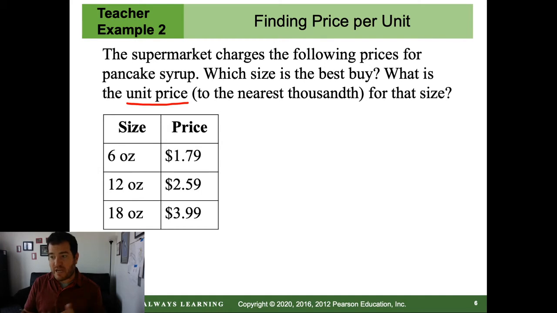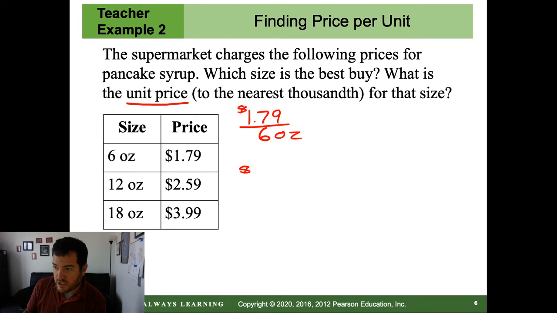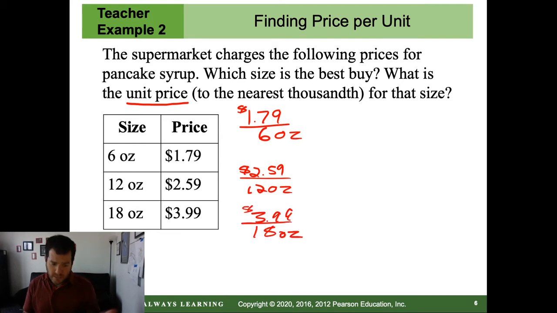To solve that, I'm going to set up a ratio of $1.79 per 6 ounces. For this one, same thing: $2.59 for 12 ounces, and this one is $3.99 per 18 ounces. Now, these are gigantic numbers. I could try to simplify them, or I could just go to my calculator, and rounding to the nearest thousandth, I get 0.298 for that one. All I'm doing is dividing these in my calculator.